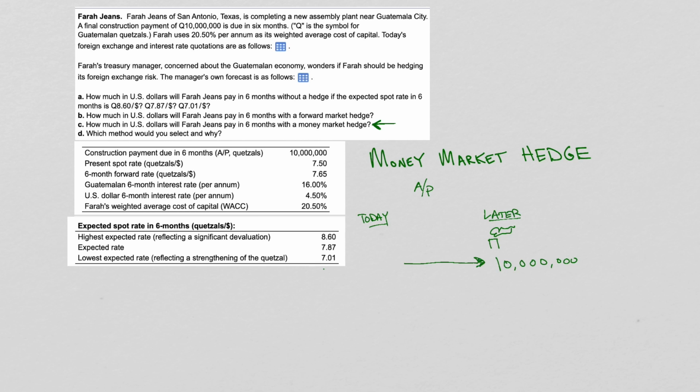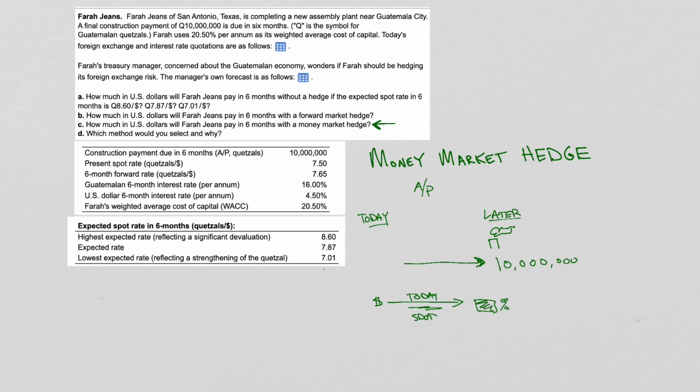And so with an accounts payable money market hedge, the idea here is that we take a certain amount of dollars today and put it in a Guatemalan bank account, and therefore today we're converting the currency at the spot rate, and then it just sits in the bank account earning a rate of interest.